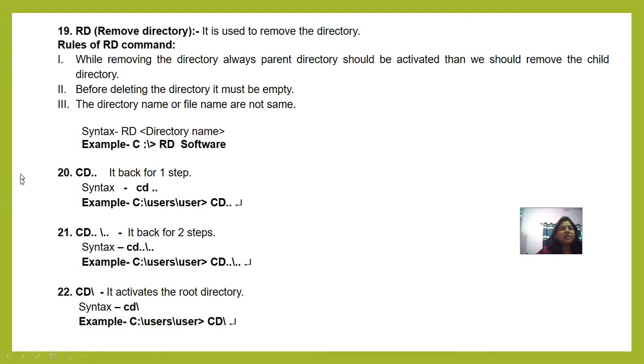Now next is CD double dot slash double dot. This one is for one step and this one is for two steps. The syntax is CD double dot backslash double dot, then you press enter. Here is the example: as you are in C user, when you write this command, automatically you move to where? To the C drive. Because you go back two steps. This one is the first step, this one is the second step.